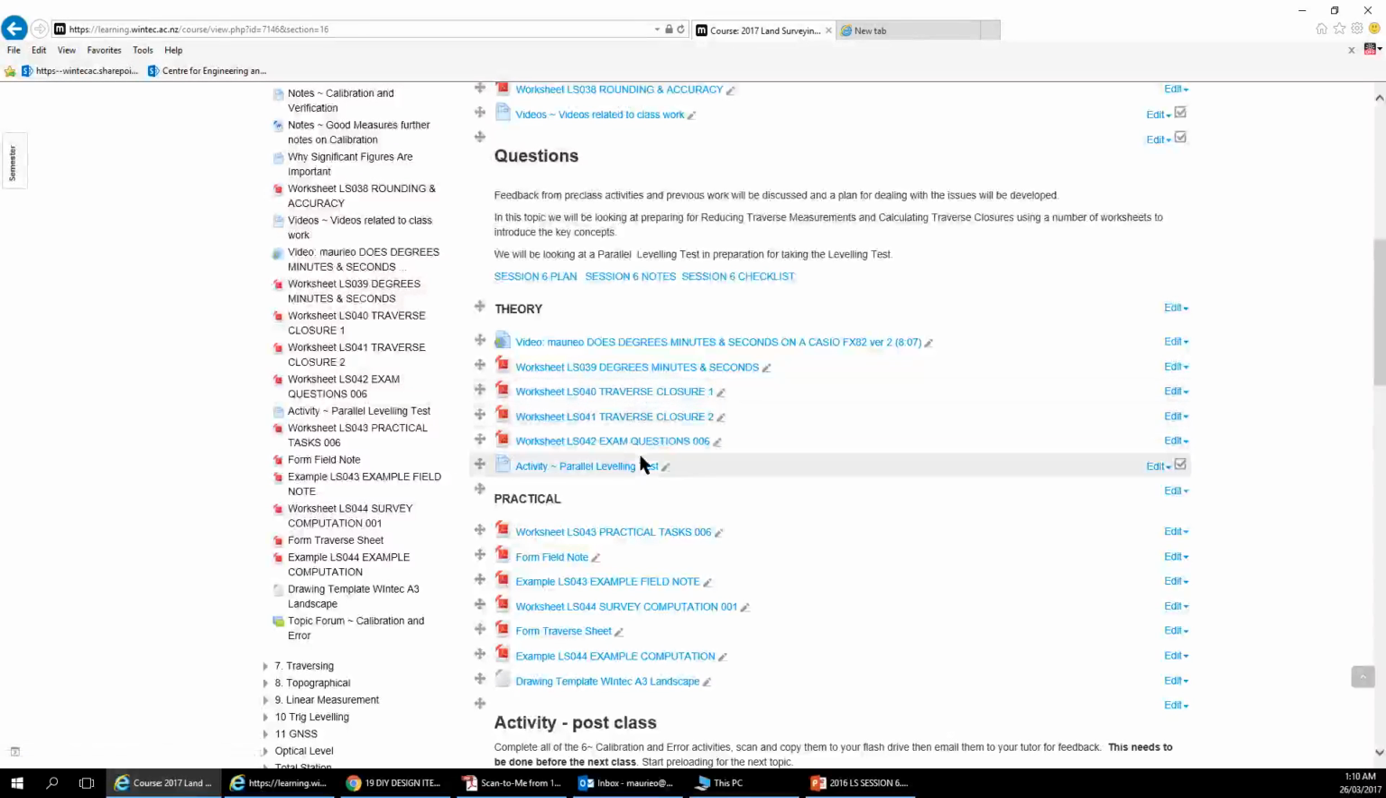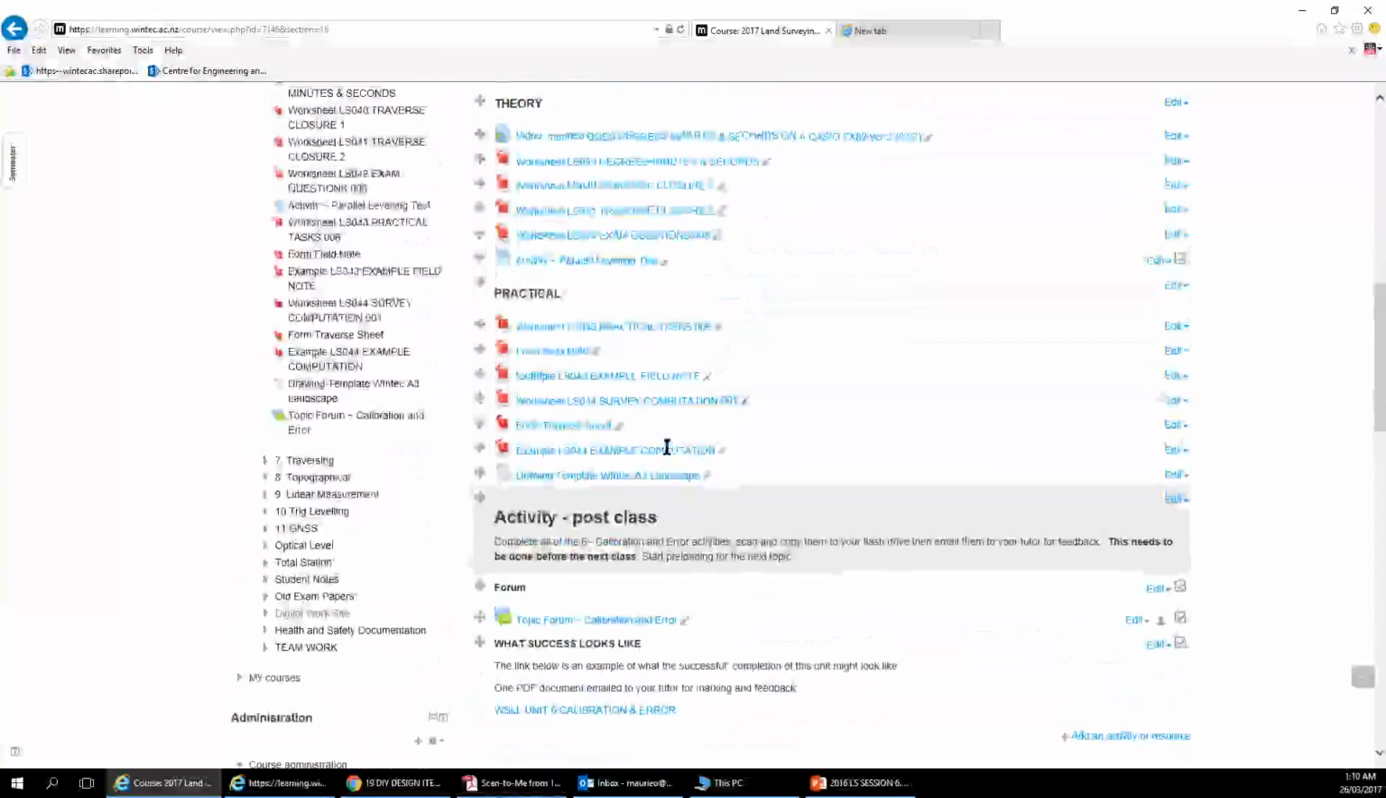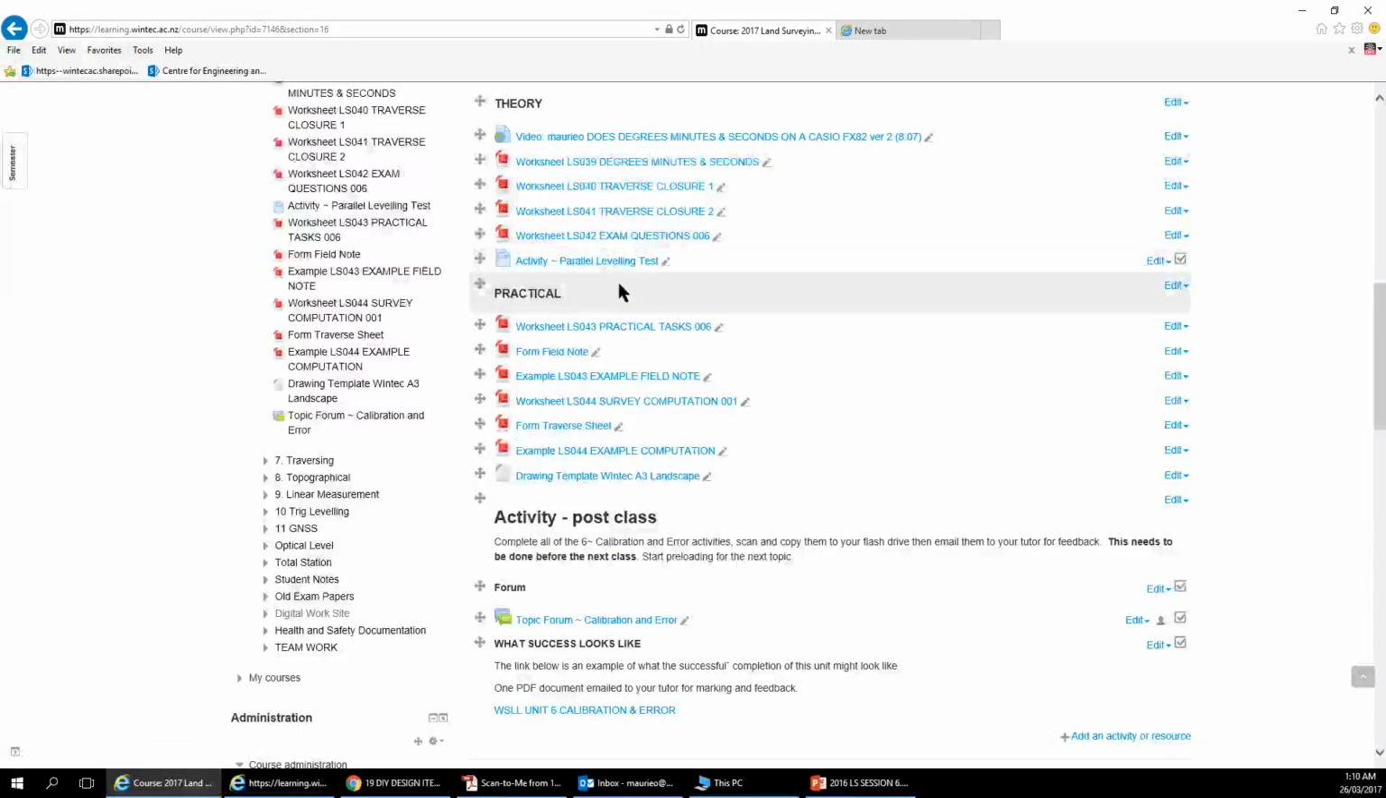And then some exam questions there. A copy of a parallel leveling test, I've included that in the package of documents, so you've got a blank one of those to work away on as part of your study procedures.